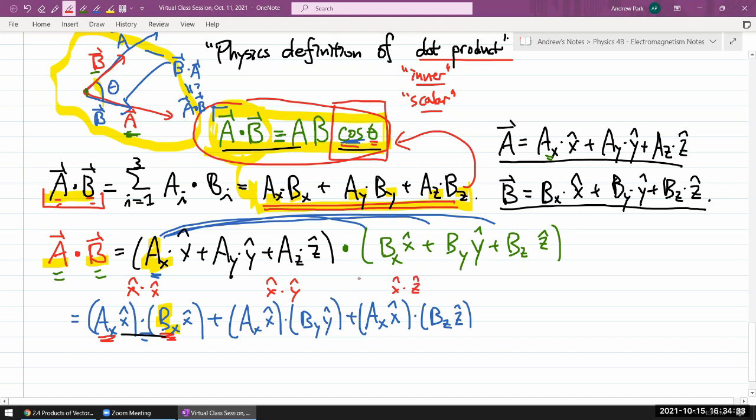Let me apply the definition. A dot product of one vector with another is the product of the magnitudes of the vectors times cosine theta. Here with x and x, cosine theta is 0. It's the same vector, they're pointing in the same direction. So for the first term I have Ax Bx and nothing else. I mean, it's times 1.